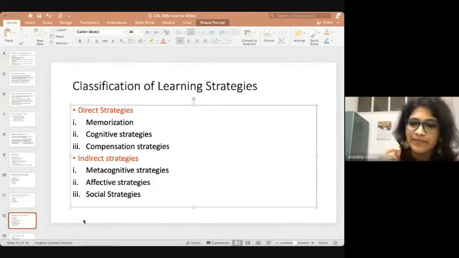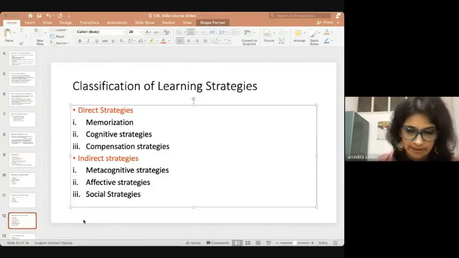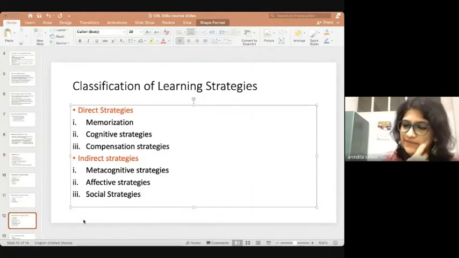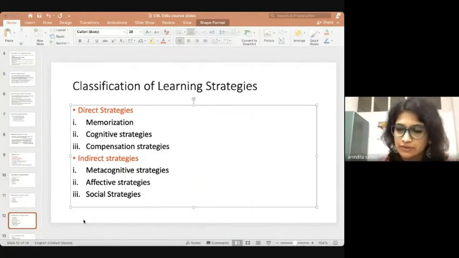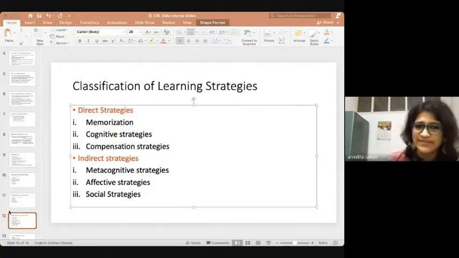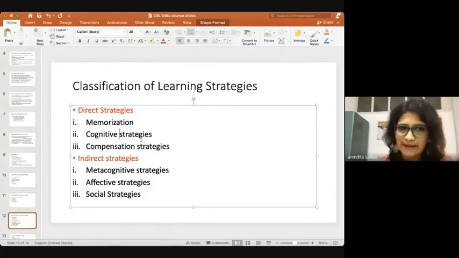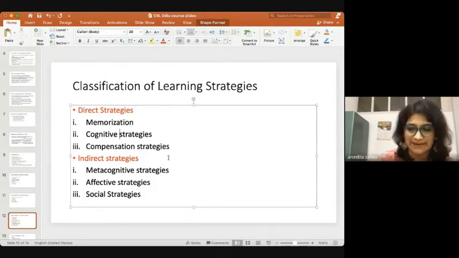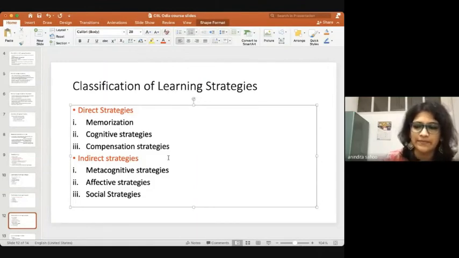They should be able to identify the difference between speaking and writing, and they should also be able to overcome the challenges that they have. So all these are in the direct strategies.